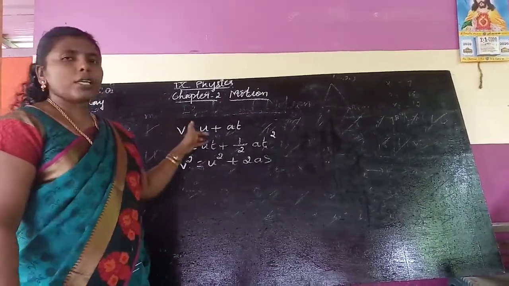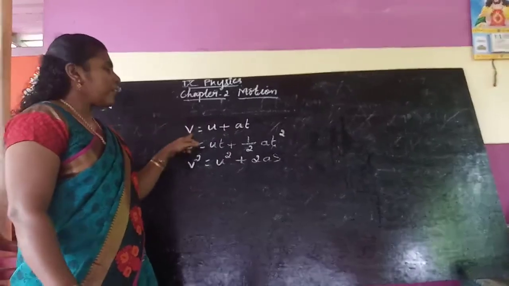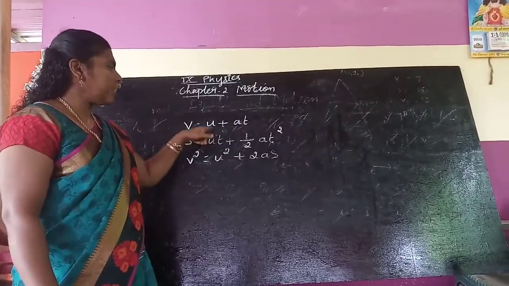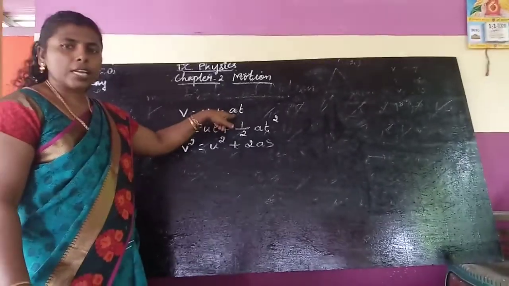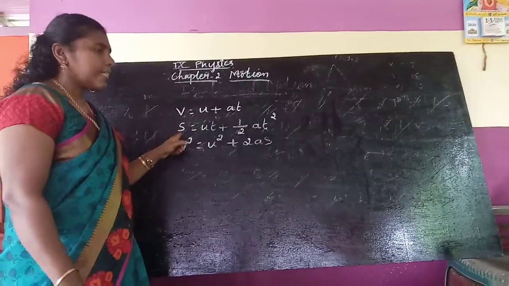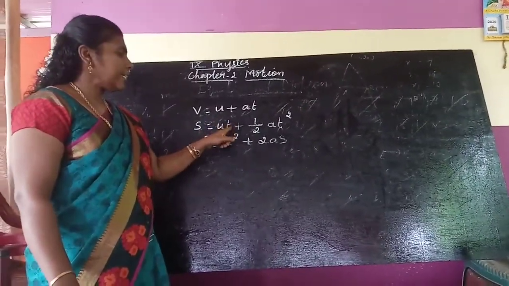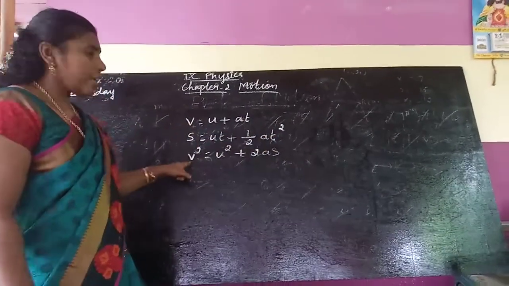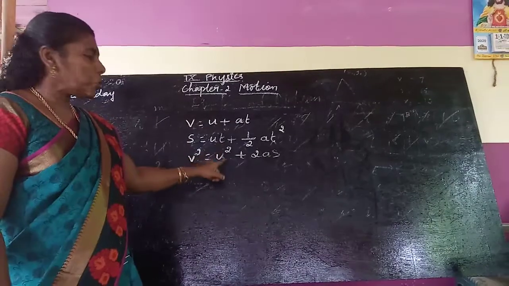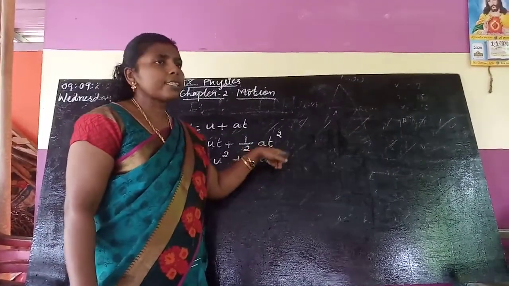Now, do you know each letter? What is V? Final velocity, U initial velocity, A acceleration, T time. S displacement, U initial velocity, T time, A acceleration. V final velocity, U initial velocity, A acceleration, S displacement.